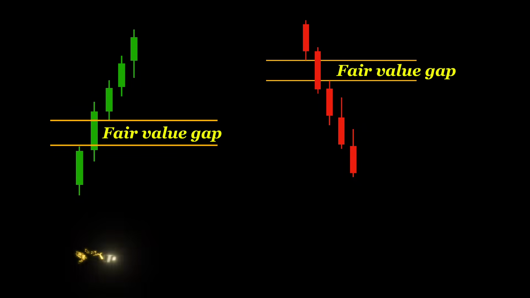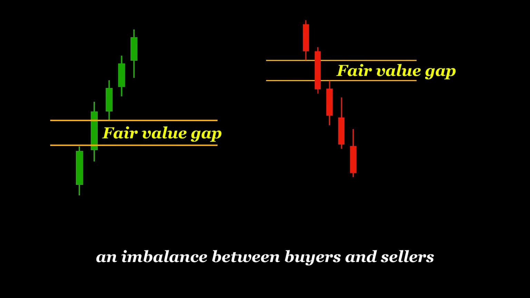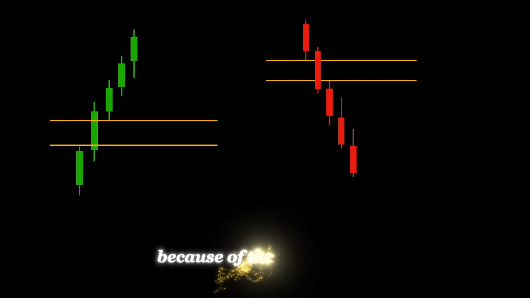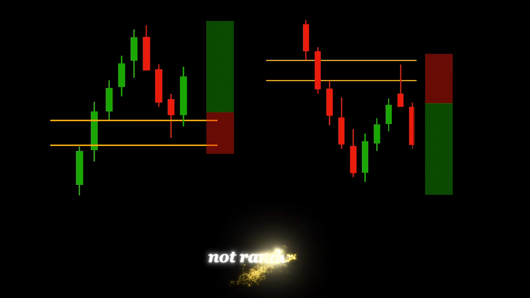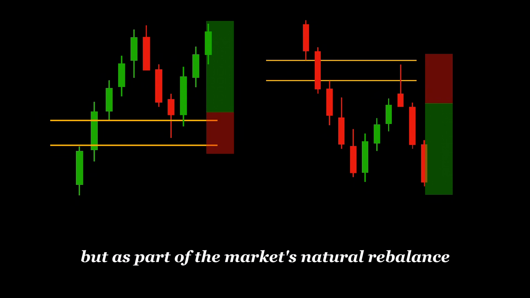This gap represents an imbalance between buyers and sellers, an area where the market moved too fast without proper trading activity. Because of that imbalance, price often comes back later to revisit that area, not randomly, but as part of the market's natural rebalance. Now let's see how to identify it.